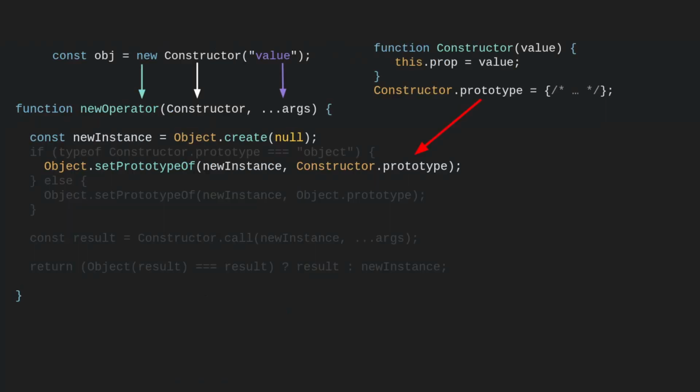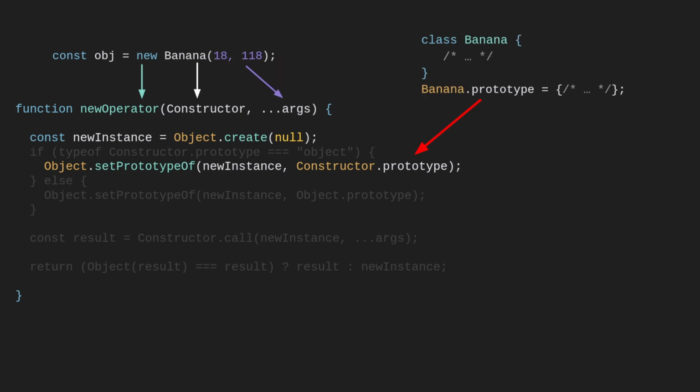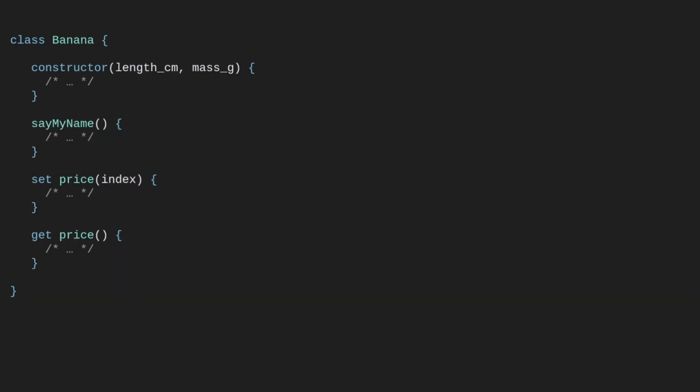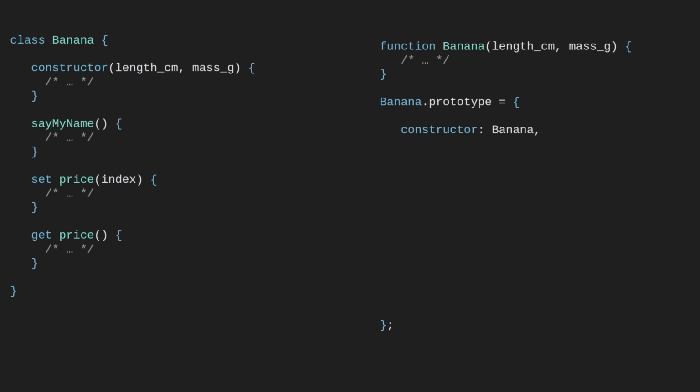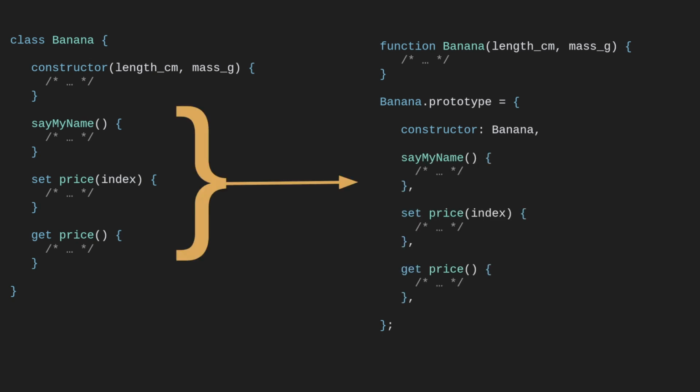Remember that when you use a function constructor to build an object, the prototype of that object is set to the prototype property of the function constructor. Well, it's the same for classes. When you define a class, you can think that it will create a function of the name of that class, which will have the same body as the constructor of the class. Then it will create the property prototype and assign it an object. It will add a property constructor pointing to banana. And it will add all the methods, getters, and setters of the class.